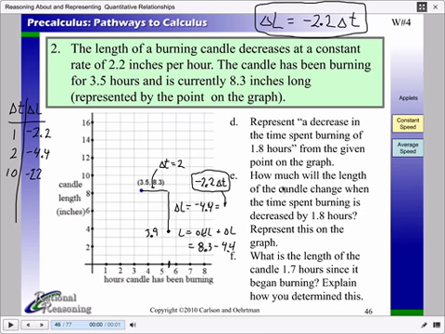Okay, so represent a decrease of 1.8. Represent a decrease of 1.8 on the graph. In the back, in this corner, tell me how I'd represent a decrease of 1.8. Yellow shirt, right there, with the logo. No, up here in front, behind the hat. Yeah. How would I represent a decrease of 1.8 hours?